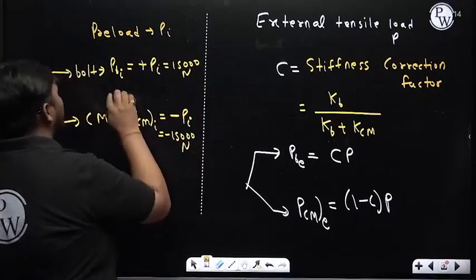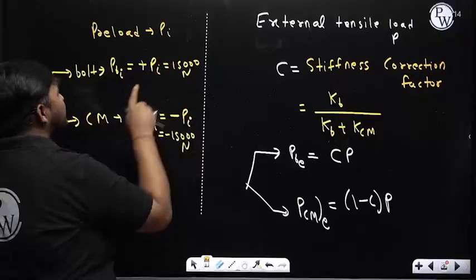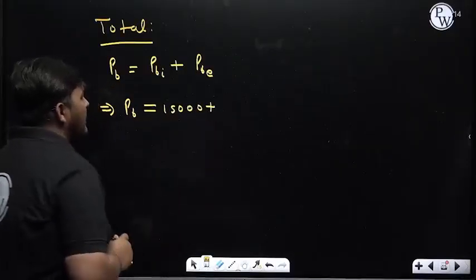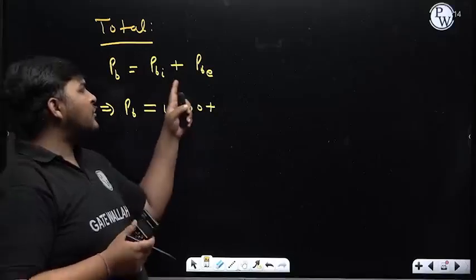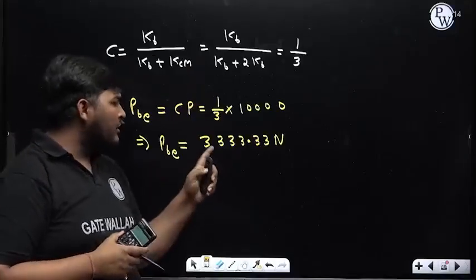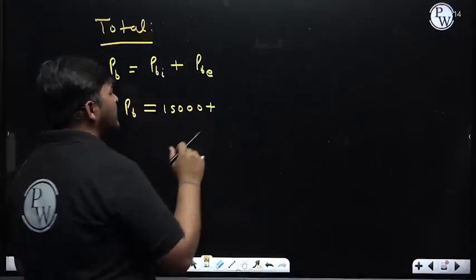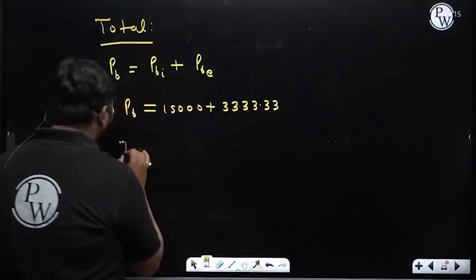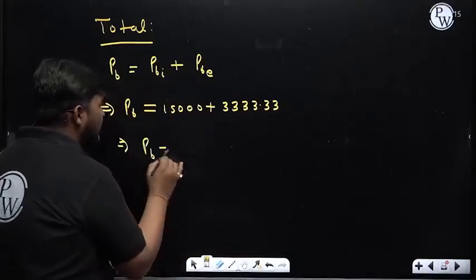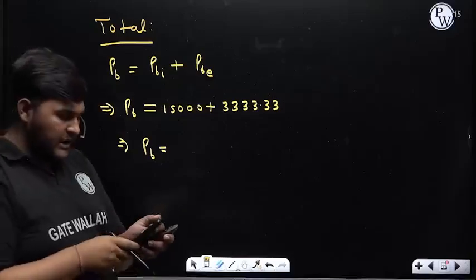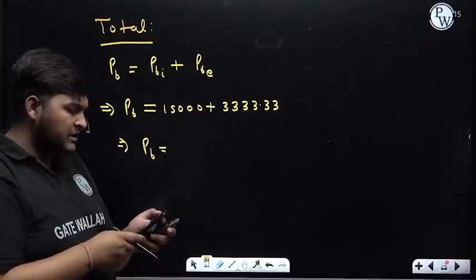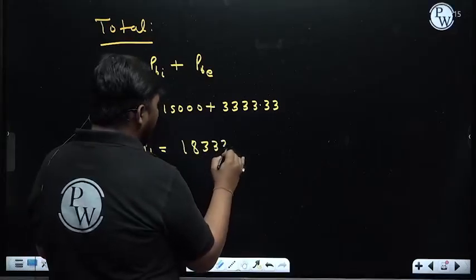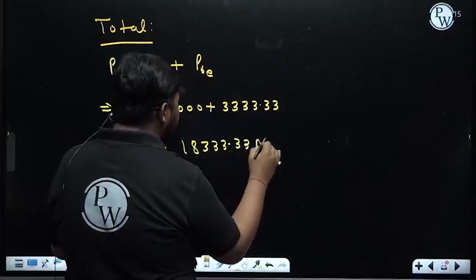Right now I require the value of PBI. It is plus 15,000 Newton, plus the axial force which is coming in the bolt due to external load, which is plus 3333.33 Newton. So the total axial force in the bolt is 15,000 plus 3333.33. It is coming 18,333.33 Newton, and its nature is tensile.